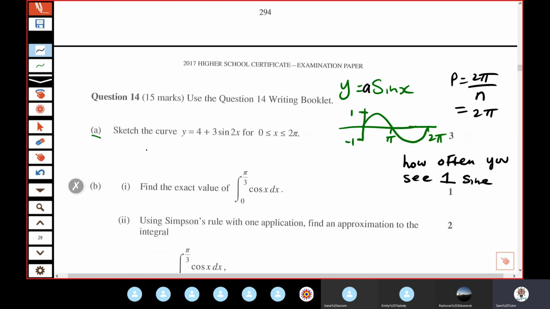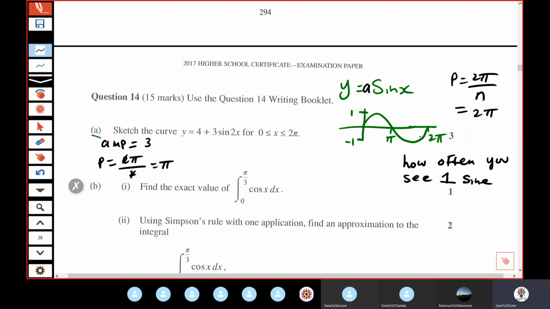So this question, first thing we need to work out is what's my amplitude? 3. Nice and simple. You know now to go up 3 and go down 3. That number there. Period. The period is 2 pi on n, where n is 2. So in this case, your period is pi. That means every pi you see that one shape. Yeah, that shape. Perfect. So remember, first you've got to memorize your trig graphs.